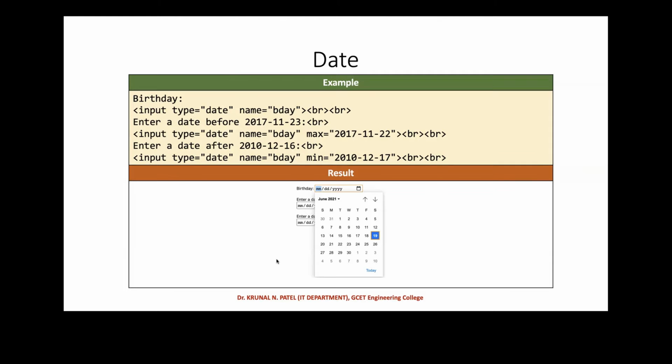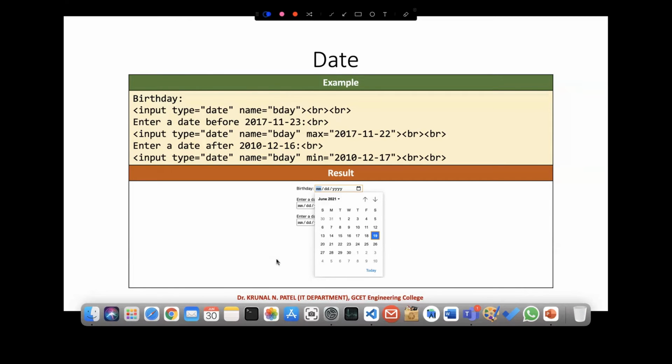The type over here is known as date. Name is equal to whatever you want to give. Similarly, you can provide maximum and minimum: up to this maximum date and from this minimum date. Whenever you execute this first line, this will be there in front of you.